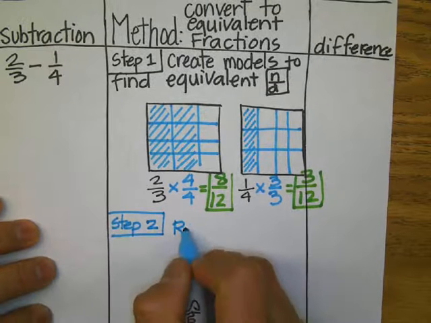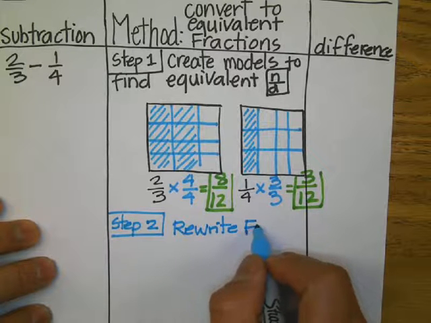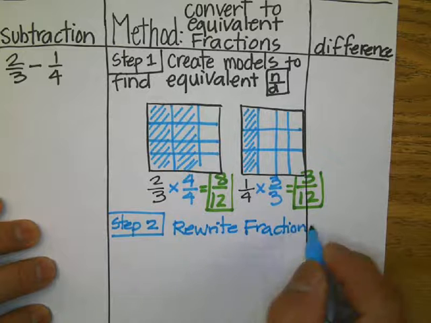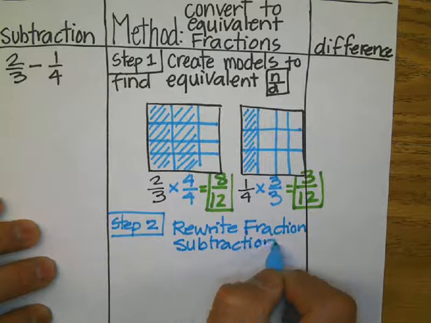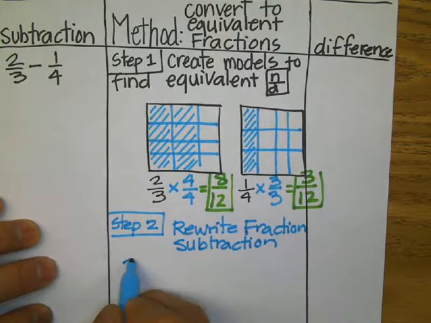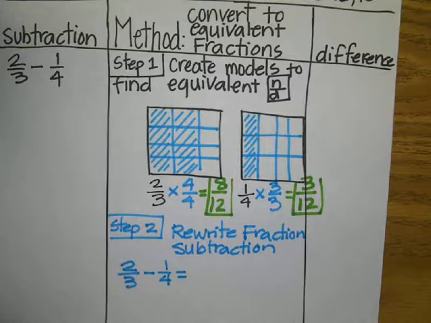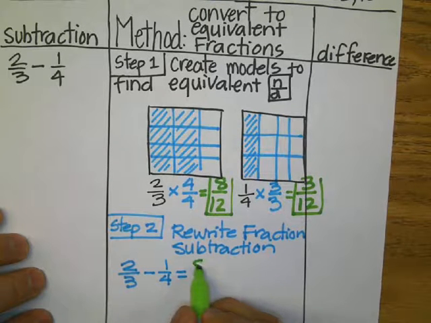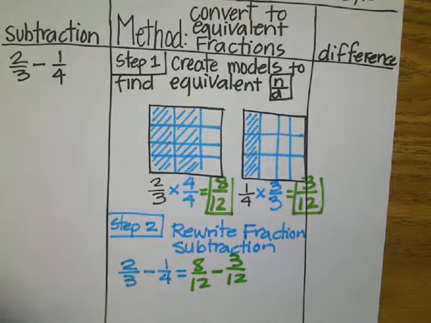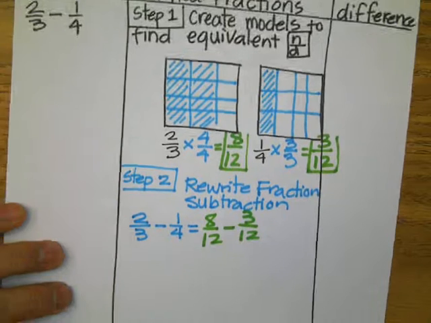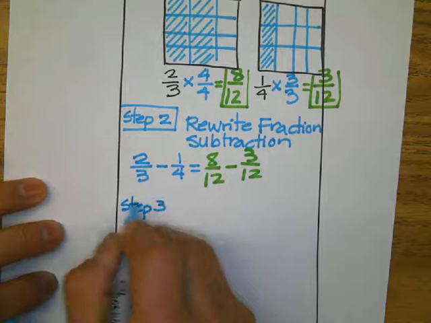Rewrite the fraction subtraction. Ooh, we made a rhyme. So let's rewrite it. The original subtraction was 2/3 minus 1/4. But now we found the equivalent fractions, which is 8/12 minus 3/12. Okay? On our third step, my friends, we're going to use the model to show the subtraction.